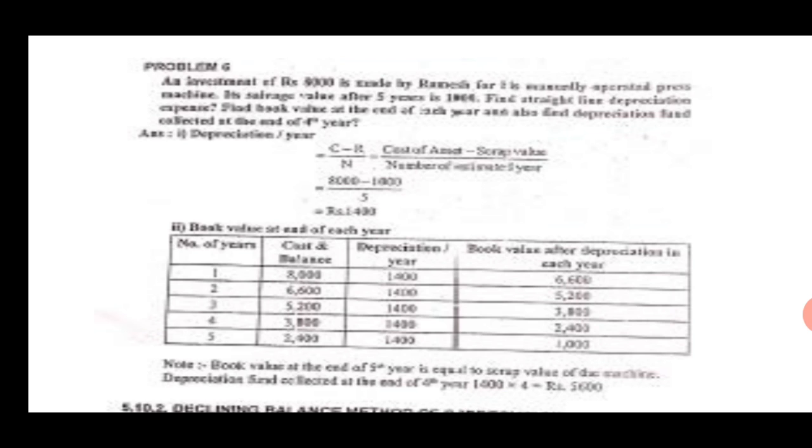Find straight line depreciation expense. Find book value at the end of each year and also find depreciation fund collected at the end of 4th year. So very simple it is.